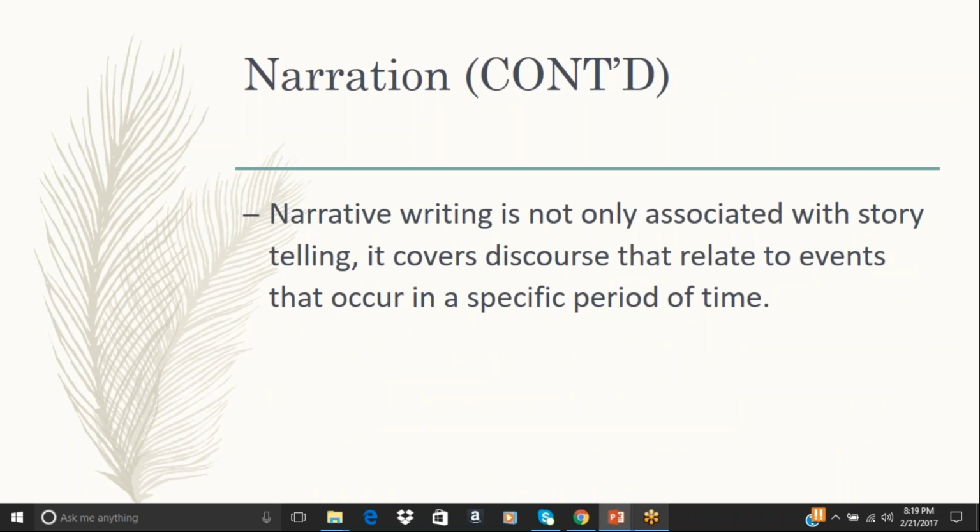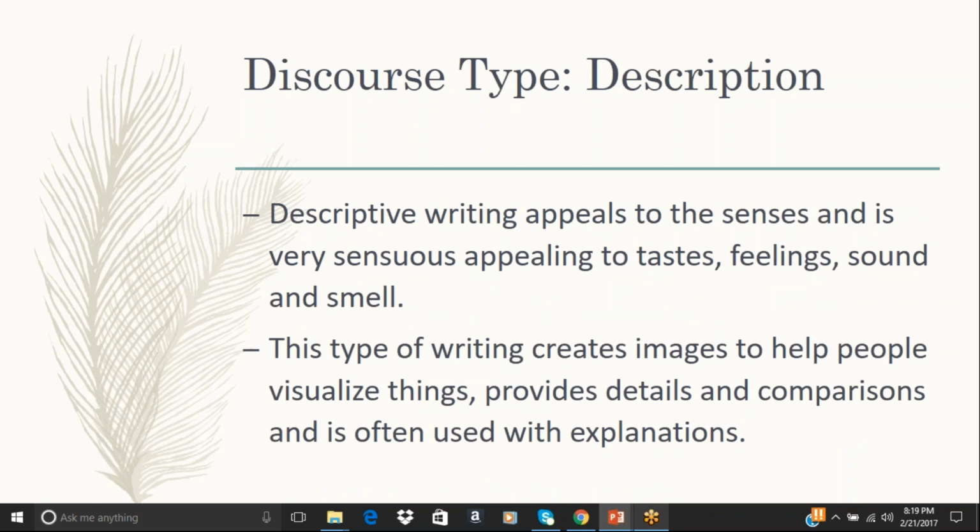So, Gavin, you're going to take this next slide for us. Read this one first, please. Description. Descriptive writing appeals to the senses and is very sensuous, appealing to the taste, feeling, sound, and smell. This type of writing creates images to help people visualize things, provides details and comparison, and is often used with explanations.